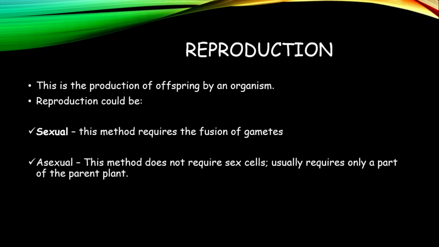Reproduction. Now, this is the production of offspring by an organism. Reproduction may be classified as sexual or asexual. Now, in asexual reproduction, a part of a parent is used. In sexual, it requires the fusion of male and female sex cells, what we refer to as gametes.